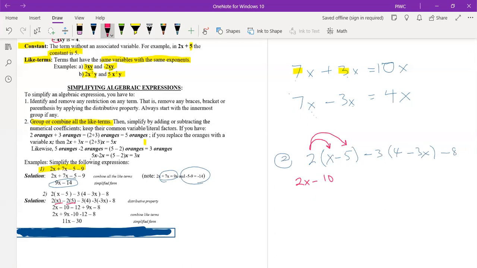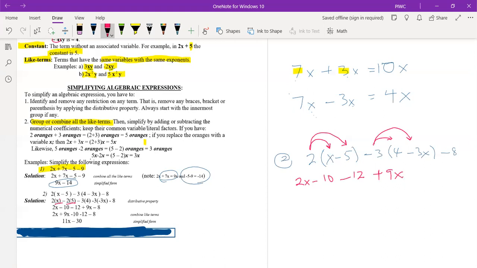Now, when we get to this part here, you have negative 3 times 4. So that's negative 12. Negative times positive is negative. And then negative times negative will be positive, right? So negative 3 times negative 3x becomes positive. So plus 9x. Always be careful.